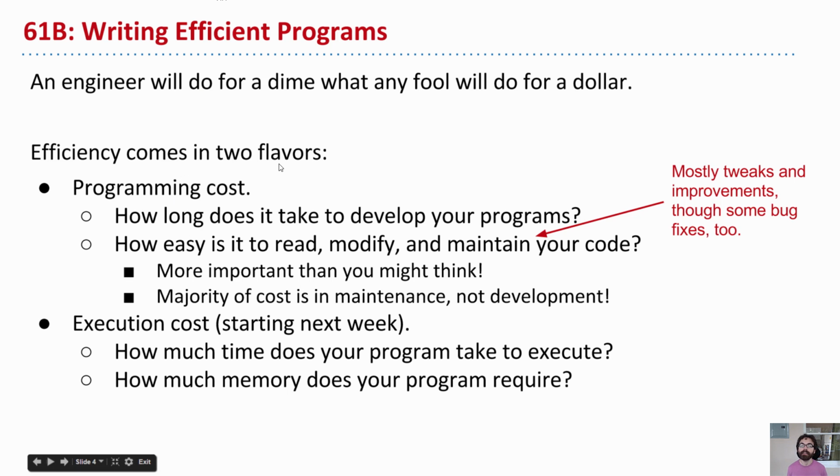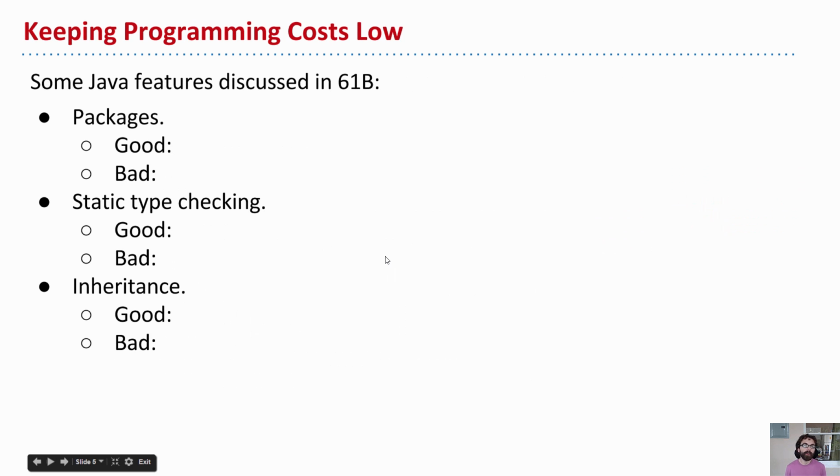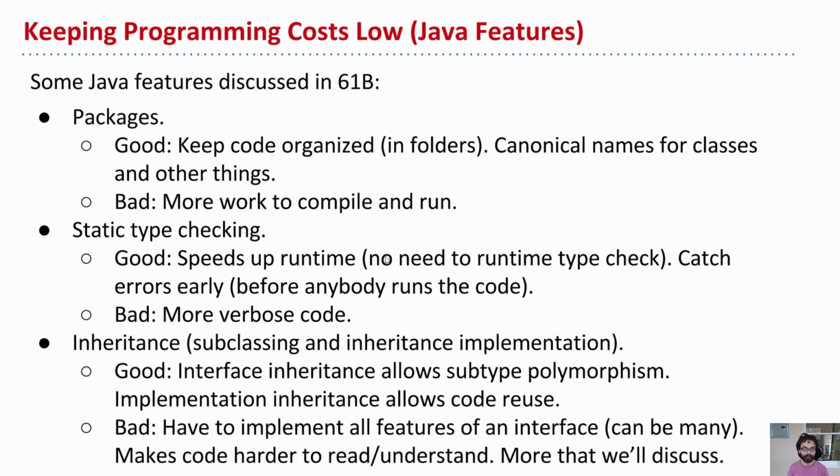And so I just want to wrap up what it is that we've learned about programming cost. Okay, so there are some Java features, and this isn't an exhaustive list, but just to contrast Java with other languages you might have seen in the past, we had features like packages, the idea of static type checking, the idea of inheritance. So if it were a live lecture now, or you could appear in my room right now and I could speak to you as a ghost, we would go through this, but instead I'll just give you my pre-canned answers that I have from last semester.